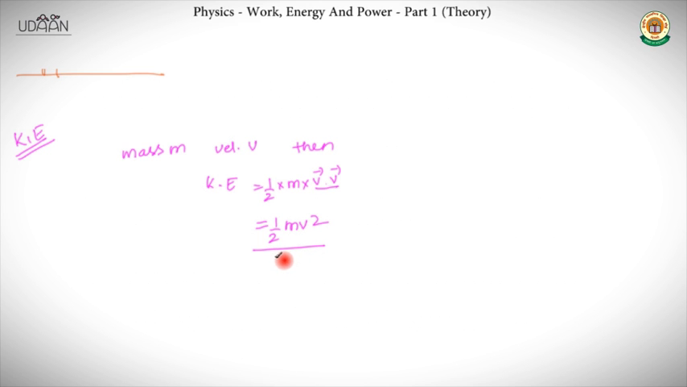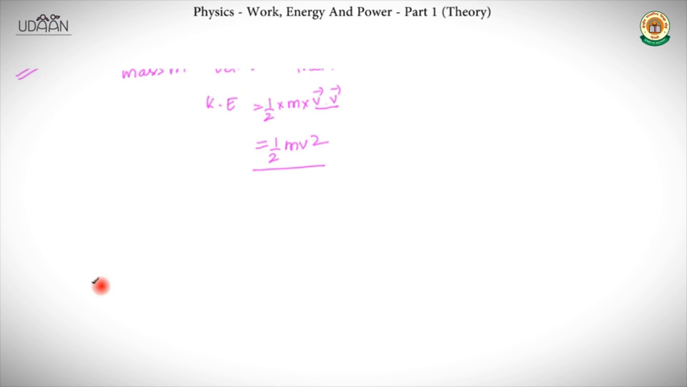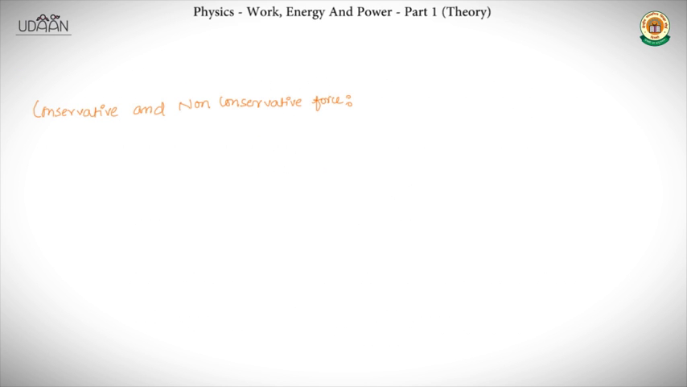Kinetic energy of an object is the measure of work an object can do by virtue of its motion. According to this, the kinetic energy of a system is the scalar addition of all kinetic energies of the particles. Now let us look into the work done by conservative forces and non-conservative forces.